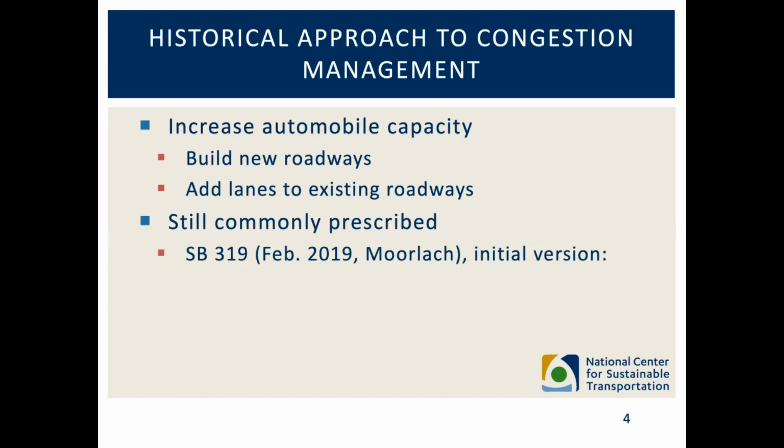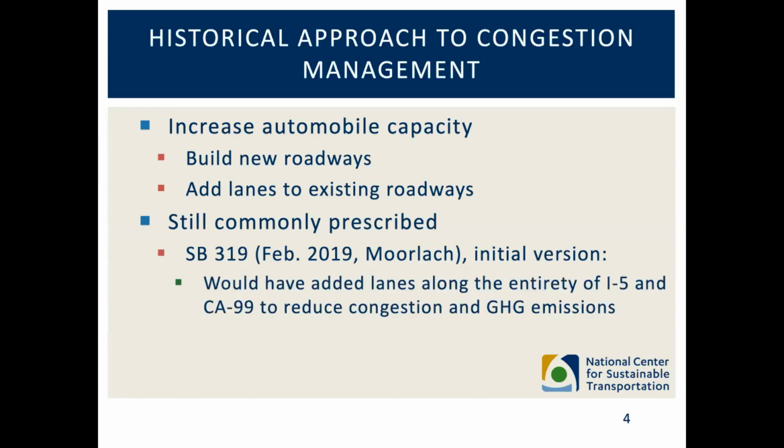So, for example, as originally introduced, Senator Morlock's recent bill, SB 319, would have added lanes along the entirety of Interstate 5 and California Route 99 to ostensibly reduce congestion and greenhouse gas emissions. So those prescriptions have since been excised, but it's still a good example of the prevalence of adding capacity as the preferred approach to managing congestion.